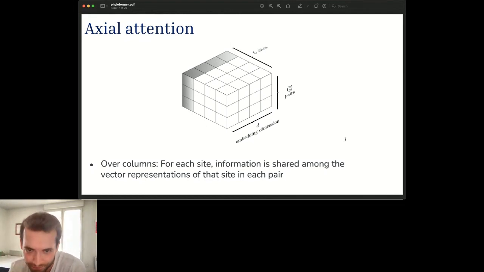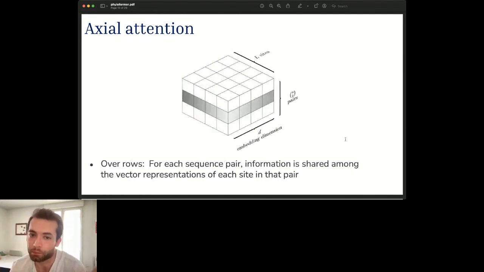And analogously, then we process the representations, applying the self-attention mechanism over rows. For each sequence pair, for each row, we share information among the vector representations of each site in that pair.